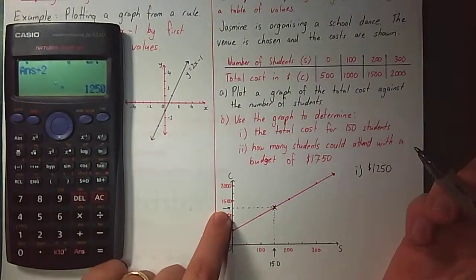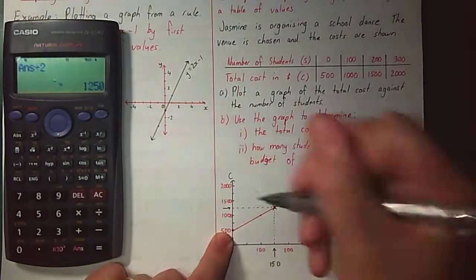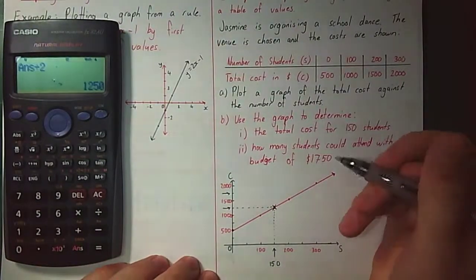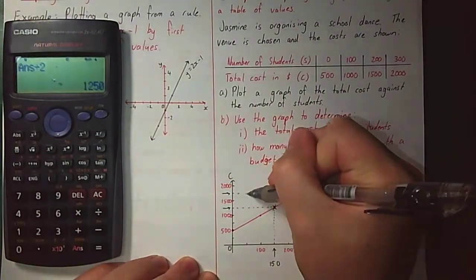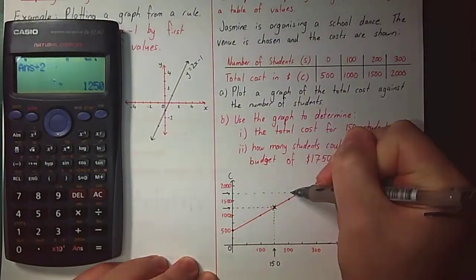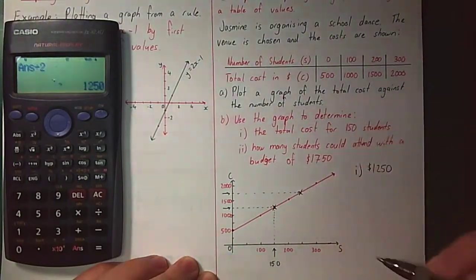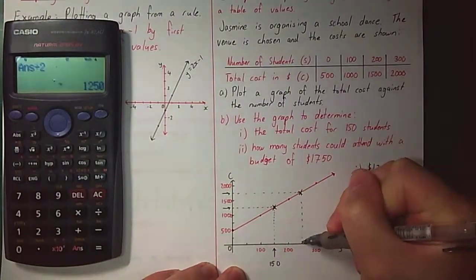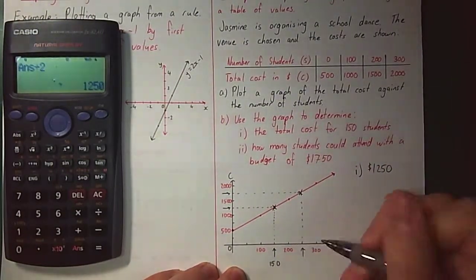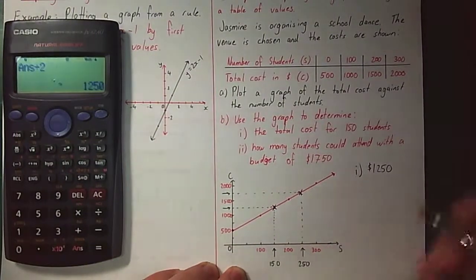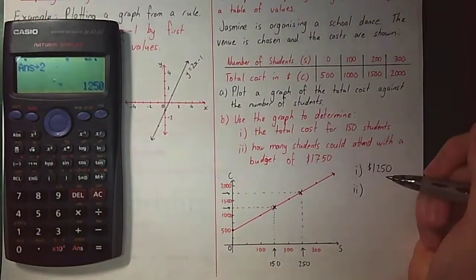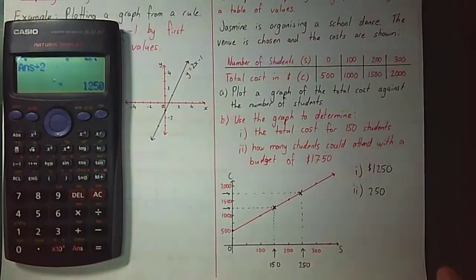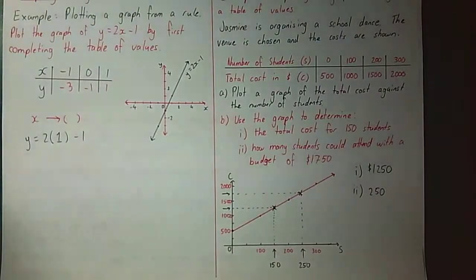As we know, this is $1,250, this point. We're going to start here, which is the $1,750 point. Okay, so we're going to go across till we hit our line, and I'm going to go down, and we can see that it will end up at this point, which is 250. So for part 2, 250 students can attend. Okay, and that's how we answer that example.